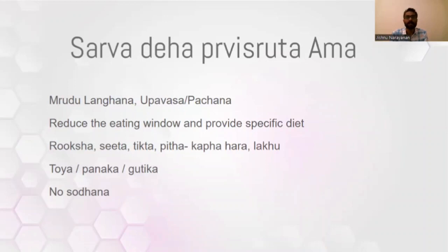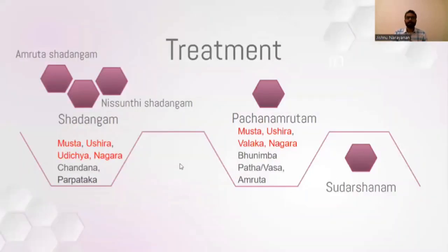Instead of kashaya or very guru kind of medicines, toya kalpanas or gulikas, rasa preparations or panaka kind of laghu aushadhas can be incorporated in our treatment modality. These are a few of the examples which we use in our clinical practice for the ama in the sarvadeha pravisrita, for the pachana of the samavastha. So Shadangam becomes an important kashaya yoga. Pachanamritam is another kashaya yoga.